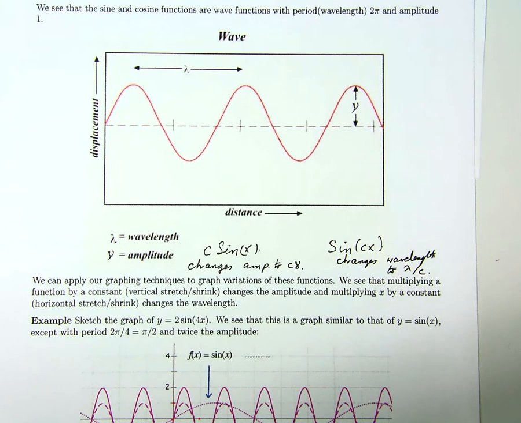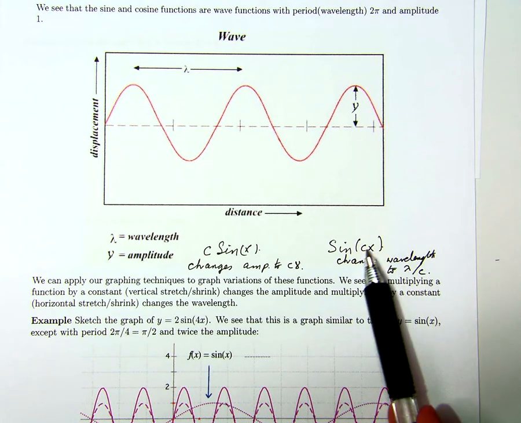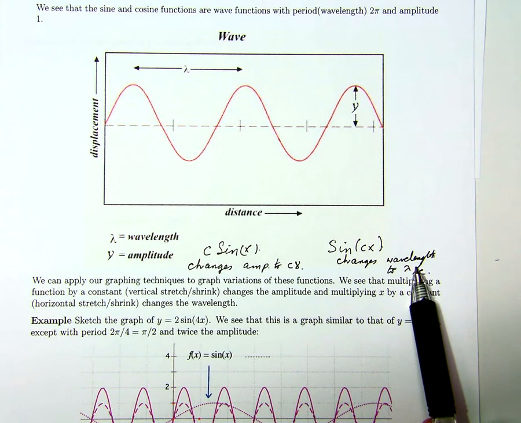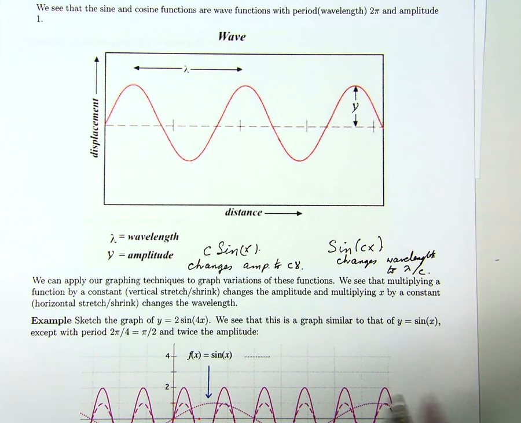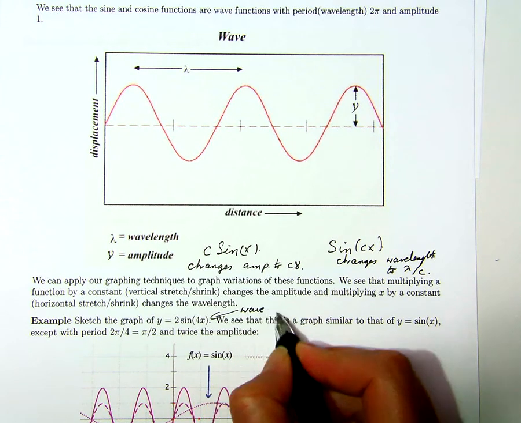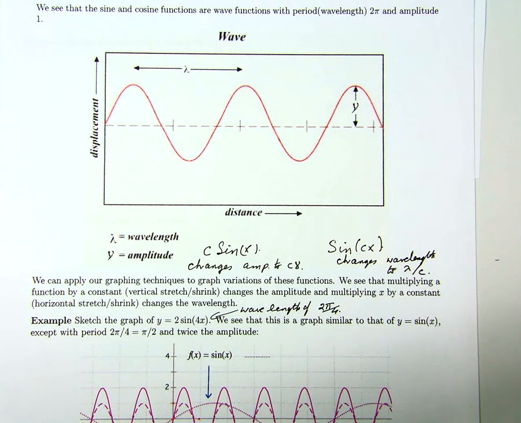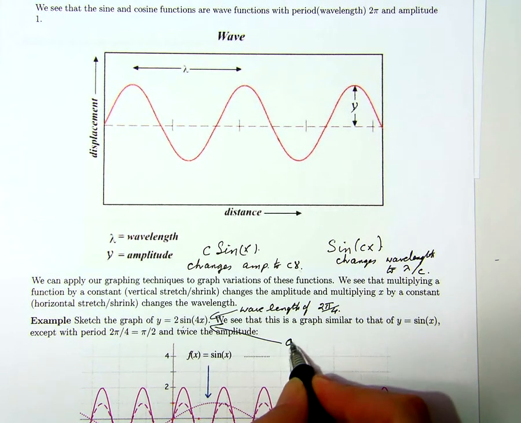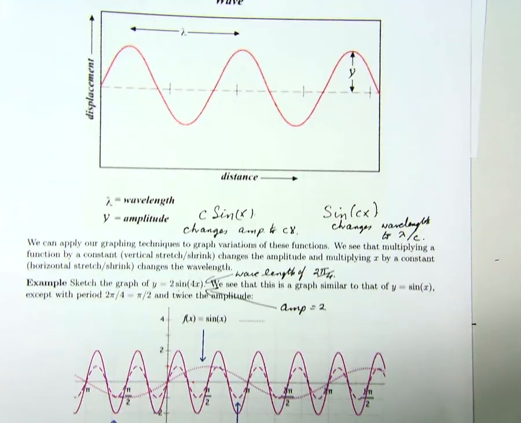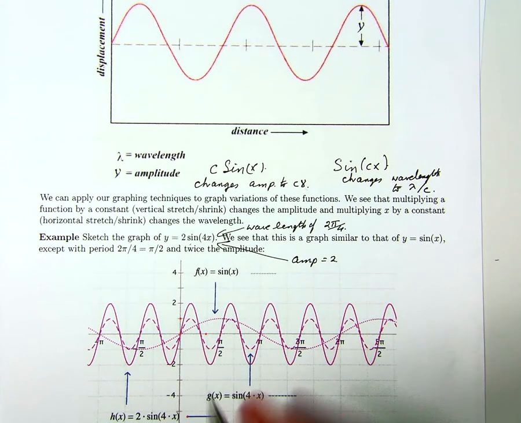So for example, if I want to sketch the graph of y equals 2 sine of 4x, well, there are two transformations here. First of all, I've multiplied the x by 4, and this shrinks the wavelength. It changes the wavelength to 2 pi over 4. We also have the amplitude changed to 2 times the original amplitude of the sine function, which is 2 times 1. So now the amplitude equals 2, the height of the wave equals 2. And of course this wave starts in the same place that sine did.